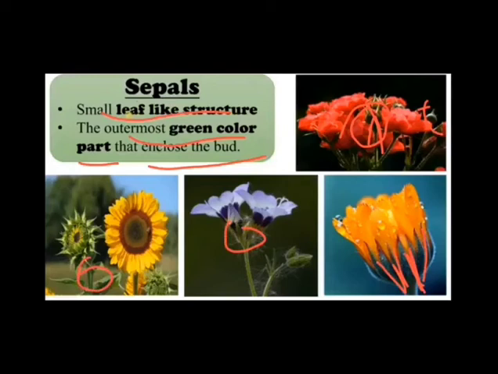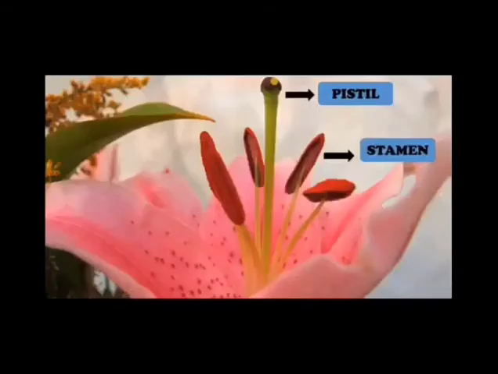Okay, now let's move forward. We will now study the pistil and stamen. I told you that the pistil is the female reproductive part of a flower and the stamen is the male reproductive part of a flower, right? This part of the flower is known as the pistil, and these are stamens. This one is a stamen, these are stamens.